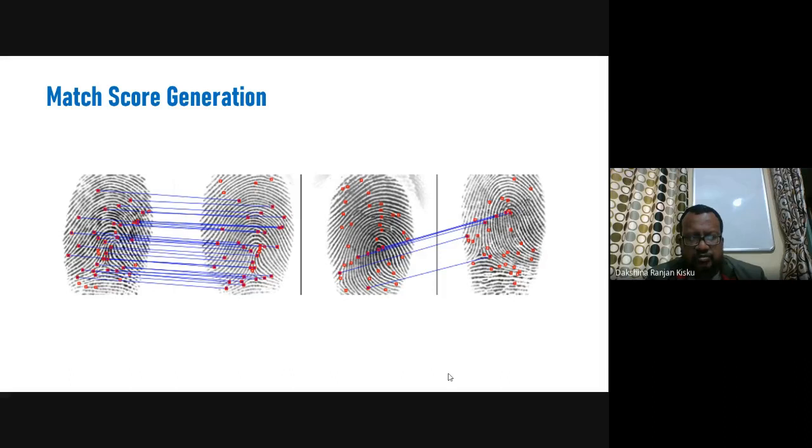So here the matching score is generated. As I already told, we get the matching score or matching proximity by having the percentage of true match pairs in each pair of fingerprint images.